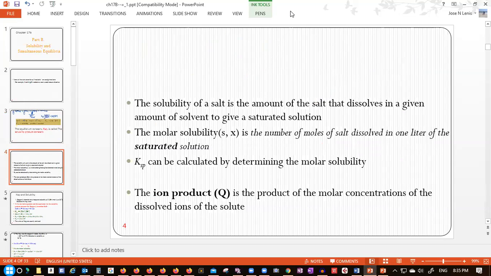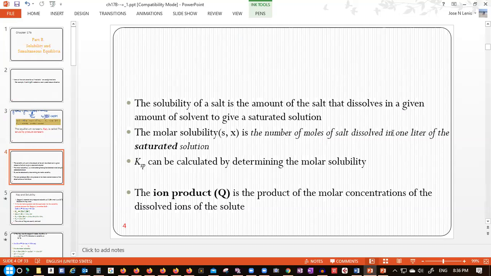But before we start solving those problems, let's clarify some concepts. We're talking about solubility. So let's define that. What is solubility of a salt? It's the amount of salt that dissolves in a given amount of solvent to produce a saturated solution.